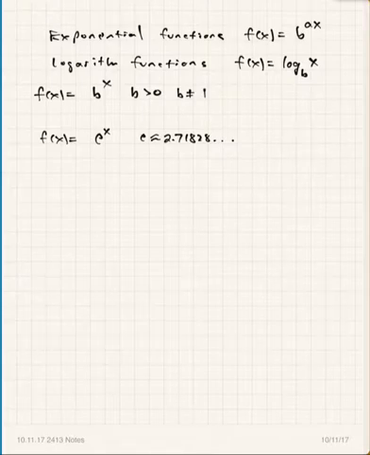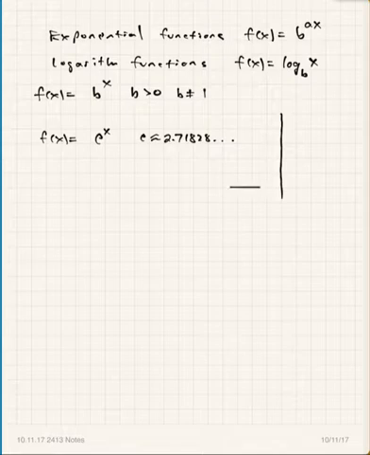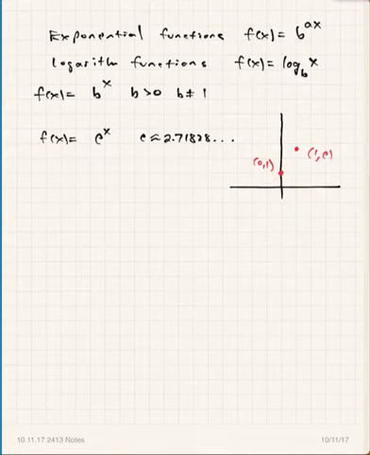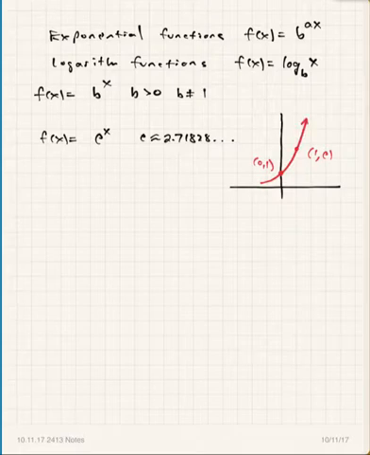Recall that the graph for an exponential function in this form is what we call a growth curve. In this case, our exponential function goes through the point (0, 1), and it goes through the point (1, e), or 1 and about 2.7. So you have this growth curve that looks like this. Exponential functions are very fast rising graphs.